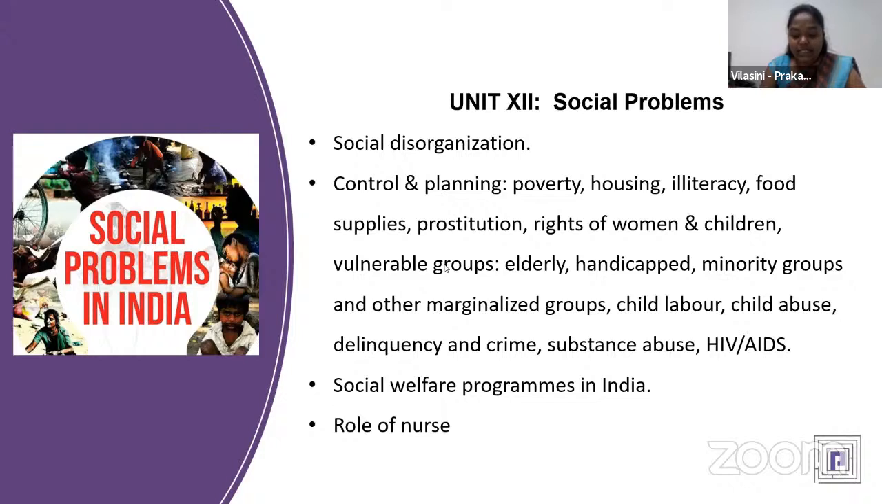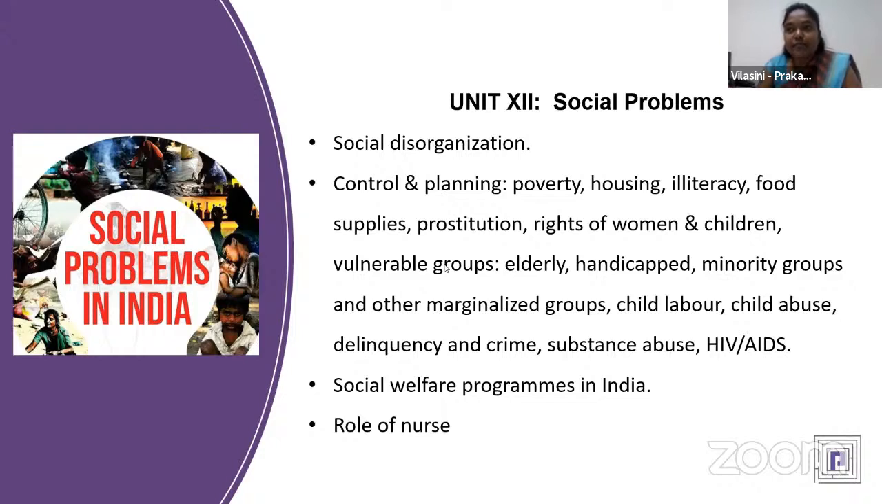So first we'll see what is social disorganization. Any person disorganized or violating the norms or the values or the traditions or the customs of the society, he is termed as a socially disorganized person. Then next is coming to the poverty. So poverty, again here we have two types, that is absolute poverty and relative poverty.